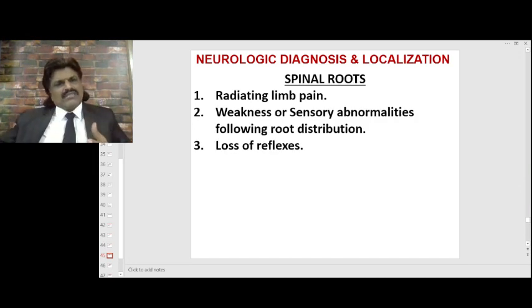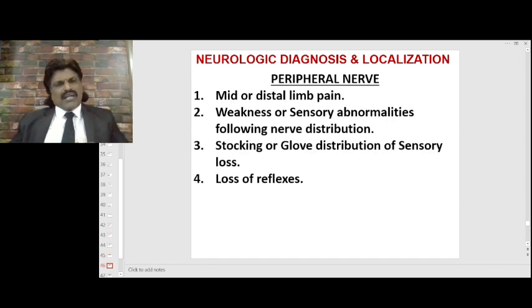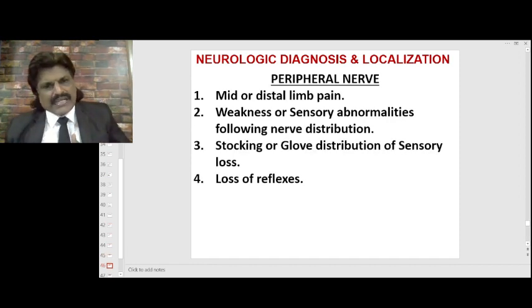They will have a sensory level, and they will have bladder disturbances, bowel disturbances, and sexual disturbances, sphincter dysfunction. If it is spinal roots, there will be radiating limb pain. There will be weakness or sensory abnormalities following root distribution. There will be loss of reflexes. For example, if C5 is involved, biceps is lost. If it is peripheral nerve, the mid or distal limb gets affected.